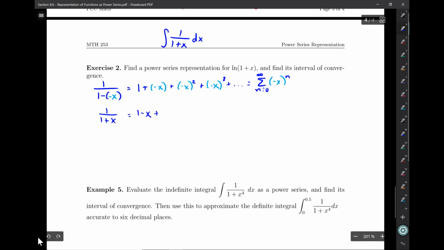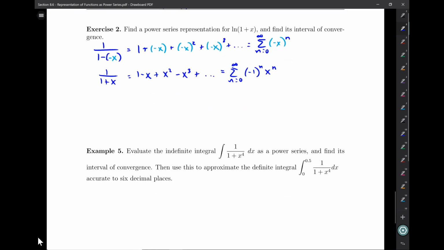Okay, and then this is now 1 over 1 plus x. I get 1 minus x plus x squared, right, because negative x squared would be positive x squared, minus x cubed, so we get this alternating series. And then this would be -1 to the n, x to the n. Okay, so basically now we just have this alternating power series. Okay, next thing we're going to do is find the power series representation for natural log of 1 plus x by integrating both sides. I guess all three sides, huh? With respect to x, of course.